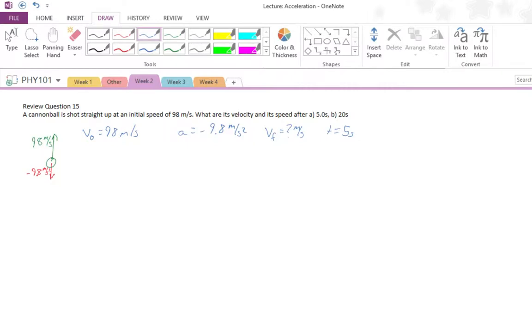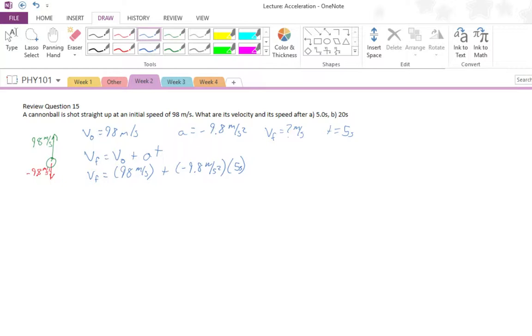All right, so we have an equation that involves final velocity, initial velocity, acceleration, and time. And that is final velocity equals initial velocity plus acceleration times time. So let's go ahead and plug our values into that. We're looking for our final velocity. We know our initial velocity is 98 meters per second, and then we'll add to that negative 9.8 meters per second squared, multiplied by, in this case, 5 seconds. We're going to start with 5 seconds.